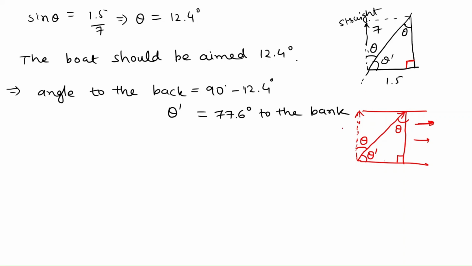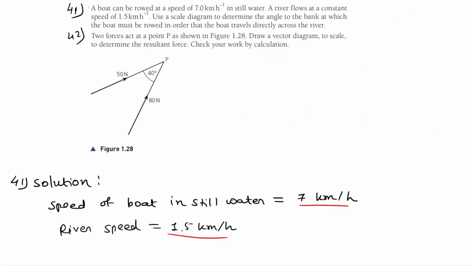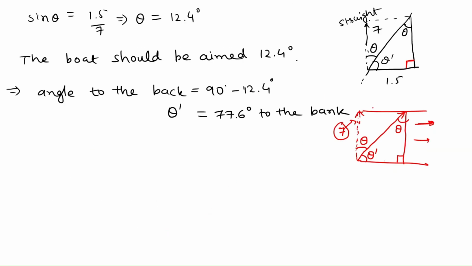So the speed of the boat in still water is 7, meaning this value. And they also mention the speed of river, meaning 1.5 kilometer per hour, meaning this. Sorry, this is 7 kilometer per hour, and this one is 1.5 kilometer per hour. And this is the boat speed.